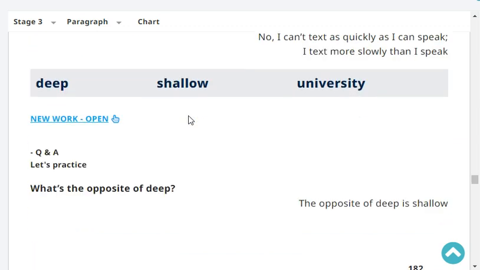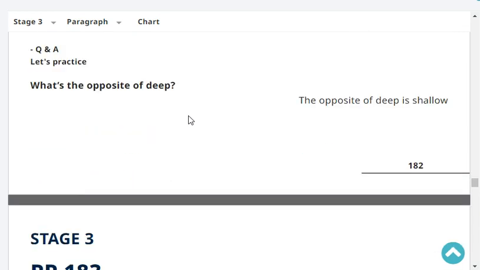No, I can't text as quickly as I can speak. I text more slowly than I speak. What's the opposite of deep? The opposite of deep is shallow.